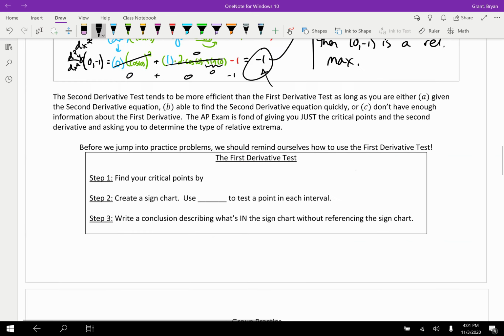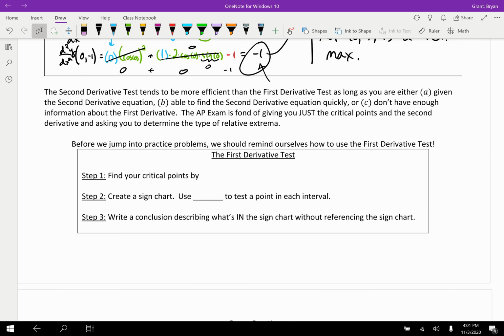However, there are some additional efforts we need to make here, because it's only going to be more efficient if you're given the second derivative equation. Otherwise, you need to take the derivative again, which is just as much work as plugging in a point. If you're able to find the second derivative equation really quickly, right? If we had x squared, y prime was 2x, and you're like, oh, y double prime, that's 2. That's super easy, right? Why not use the second derivative test?